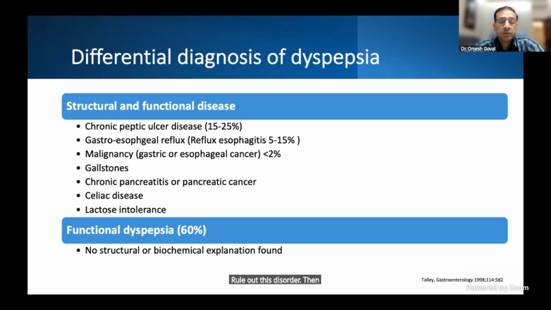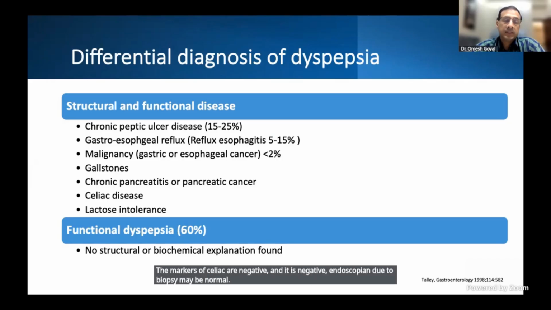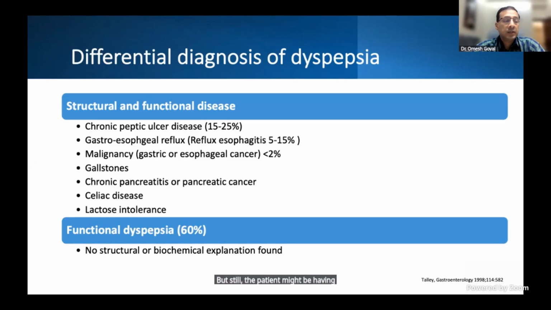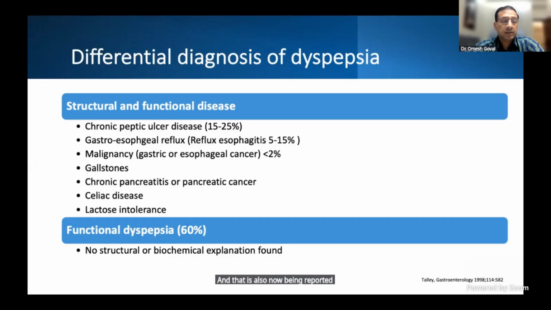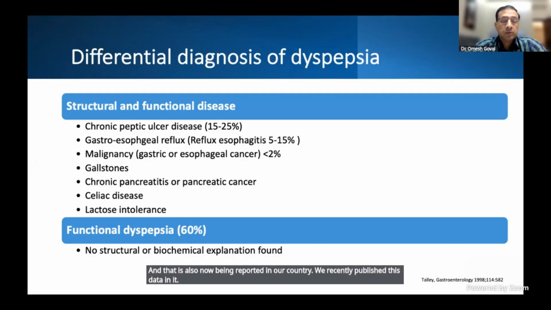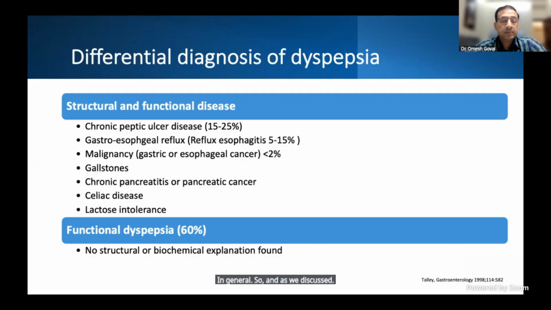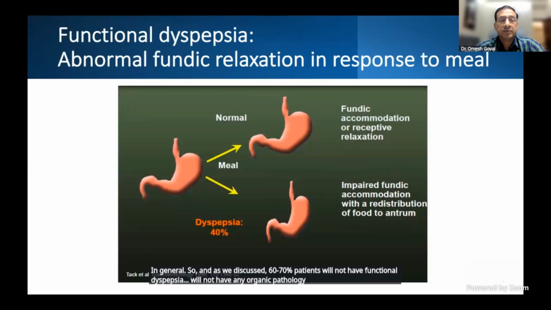Then there's a term called non-celiac gluten sensitivity, in which the markers of celiac are negative. tTG is negative, endoscopy and D2 biopsy may be normal, but still the patient might be having intolerance to wheat. We can say this is called non-celiac wheat sensitivity, and that is also now being reported in our country. We recently published this data in a journal. And as we discussed, 60 to 70% of patients will not have any organic pathology, and we label them as functional.